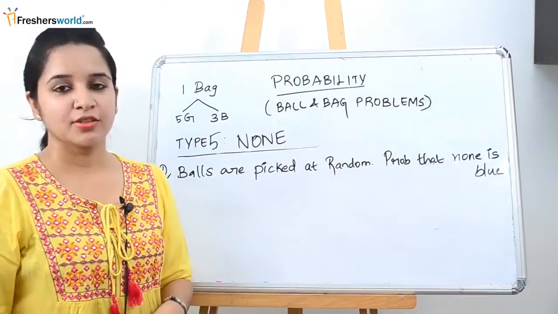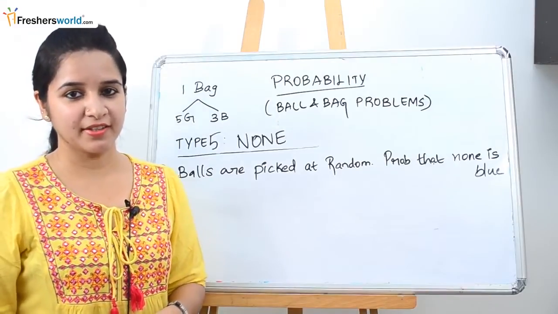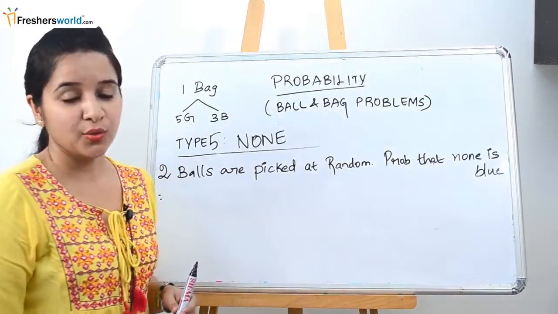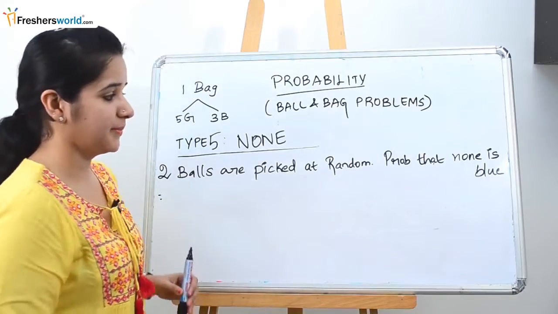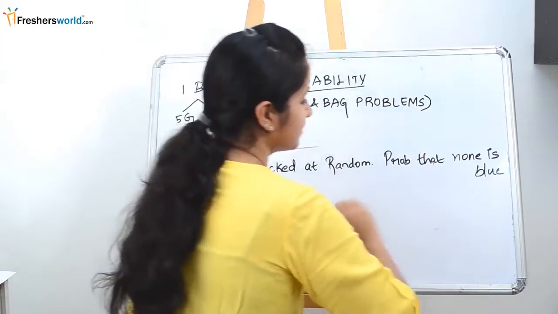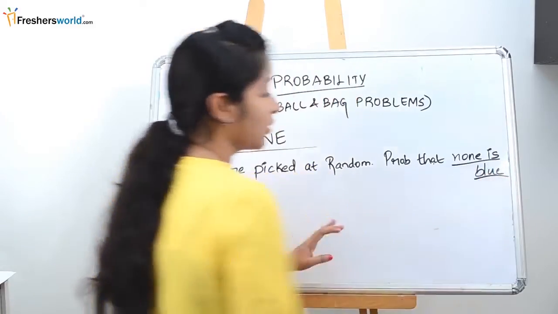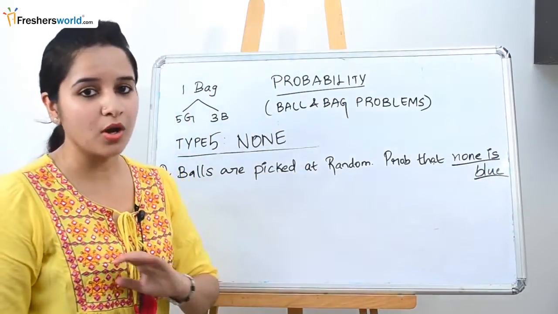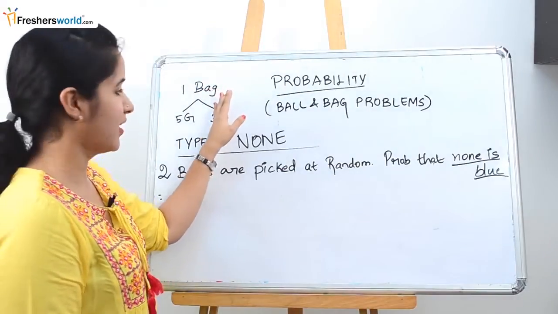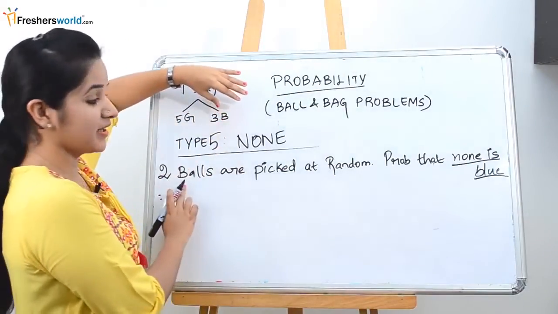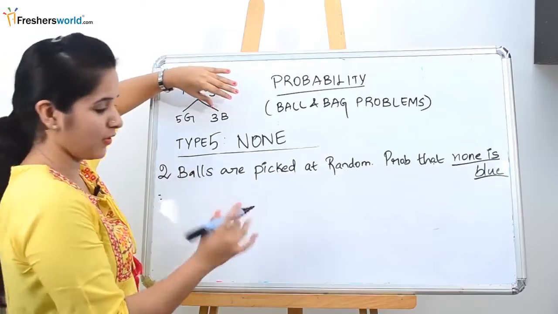So easy, right? The fifth type of problem that we face here is none. So let's get started with the question. So question is 2 balls are picked at random. Probability that none is blue. So in the question they have clearly told we don't want any blue balls. So just in your answer you will definitely not have a blue ball. So the 2 balls that you have taken here is definitely going to be green balls.